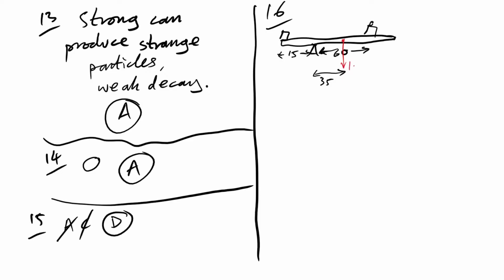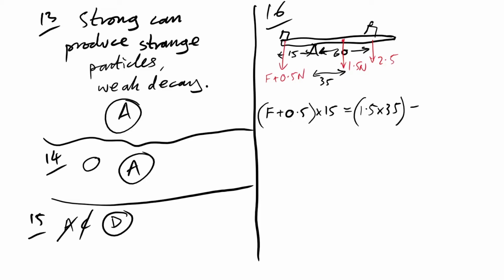So we're told the weight of the ruler is 1.5 newtons. We're told that this here is 2.5 newtons. And then here we have our force pulling downwards, but also the 0.5 newtons from the pan. So, gosh, they have made this one complicated, haven't they? So let's make an equation then. So F plus 0.5, and that's times 15, distance from the pivot. And then let's do our moments on the other side. So 1.5 times 35 plus 2.5 times 60.